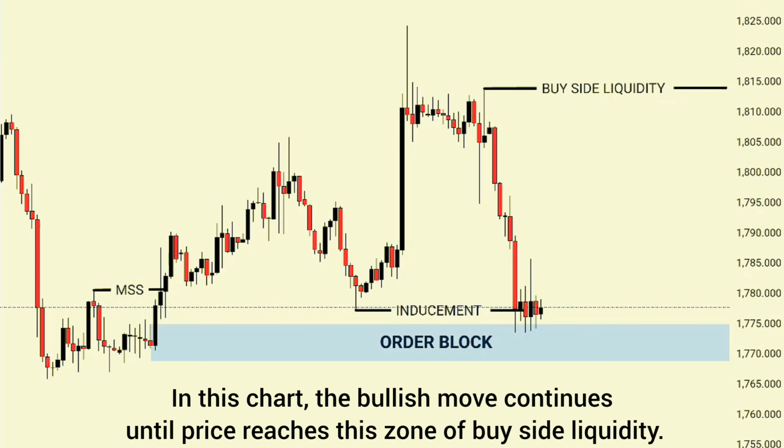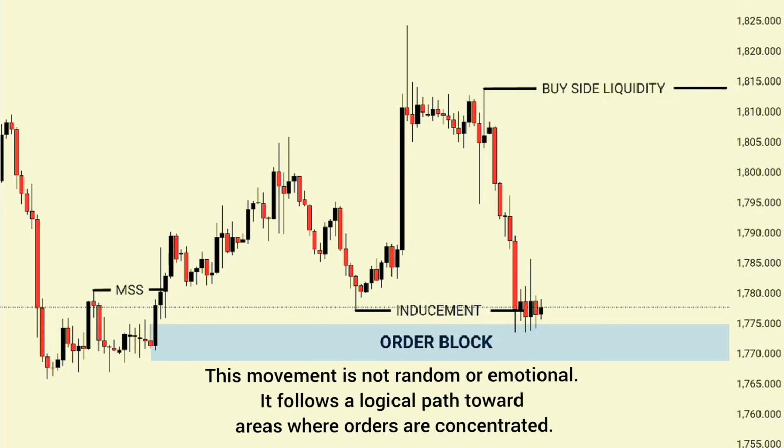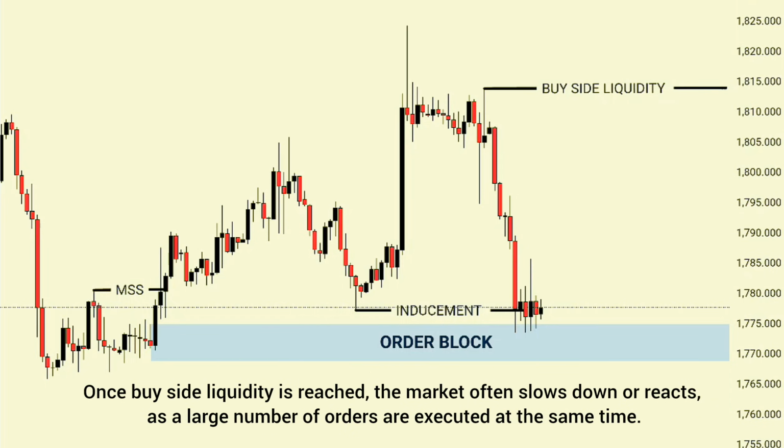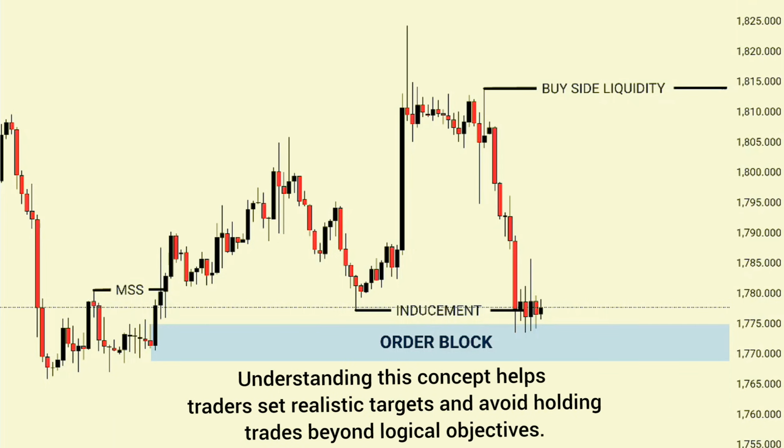In this chart, the bullish move continues until price reaches this zone of buy-side liquidity. This movement is not random or emotional. It follows a logical path toward areas where orders are concentrated. Once buy-side liquidity is reached, the market often slows down or reacts as a large number of orders are executed at the same time. Understanding this concept helps traders set realistic targets and avoid holding trades beyond logical objectives.